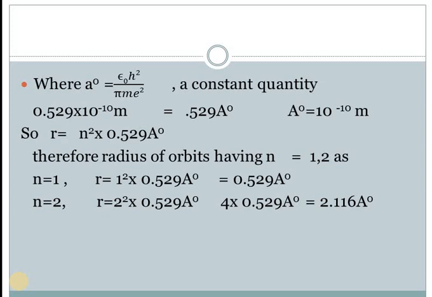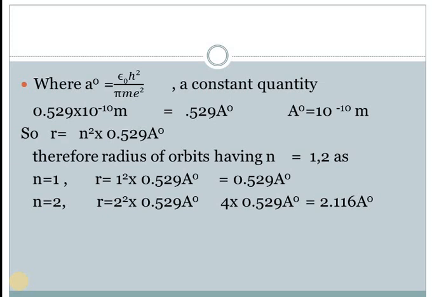This is a very important value which you have to remember, as well as this equation. Mostly it comes in your objectives that the value of a naught is equal to dash. So you have to remember it. Or if we are talking in angstroms, then it is 0.529 angstrom, because 1 angstrom is equal to 10 raised to power minus 10 meter. Or simply we can say that r is equal to n square into this value, that is 0.529 angstrom.